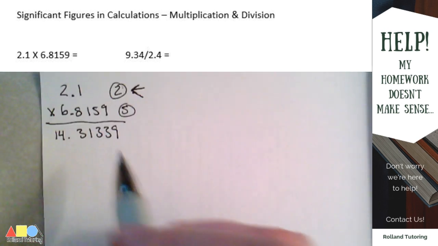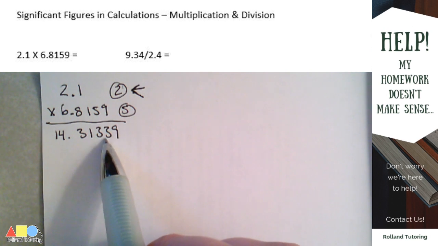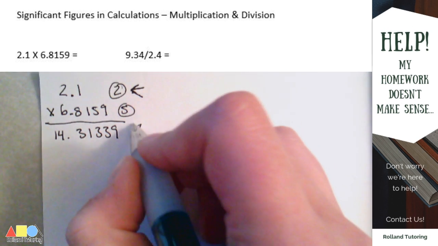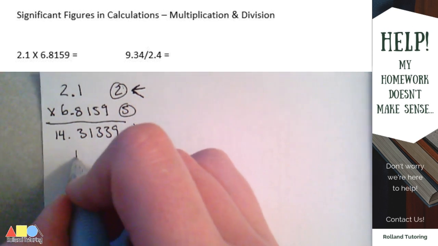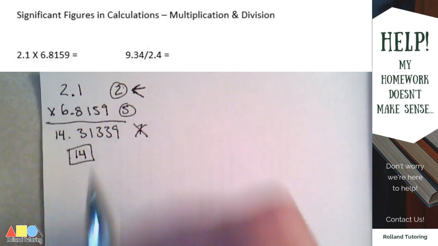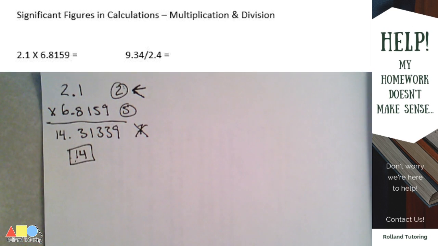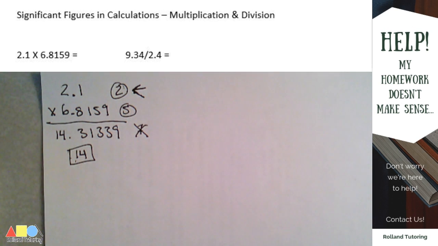Obviously, this has way more than 2 significant figures, right? We have 1, 2, 3, 4, 5, 6, 7. We can't do that, can we? So we'll have to reduce it down to 2, which will leave me with 14 as my answer. 1, 2 significant figures. So keep that in mind. You can't have more than what your smallest input number has.